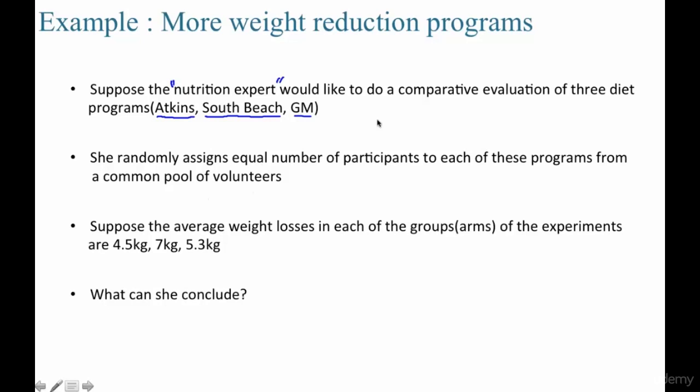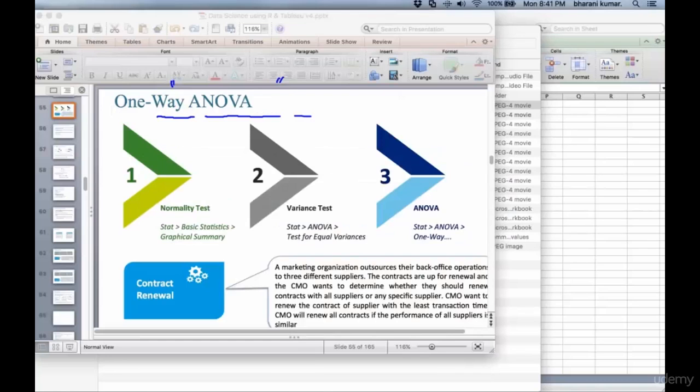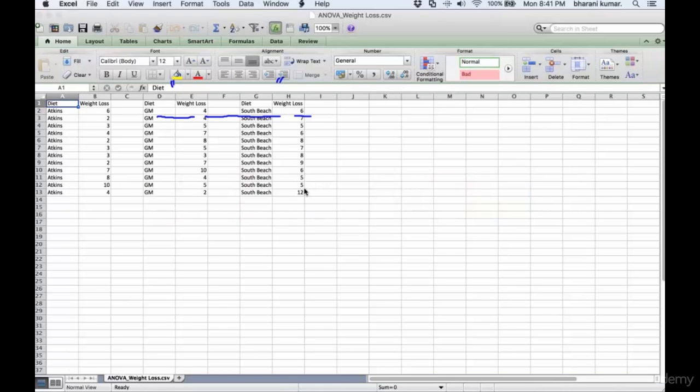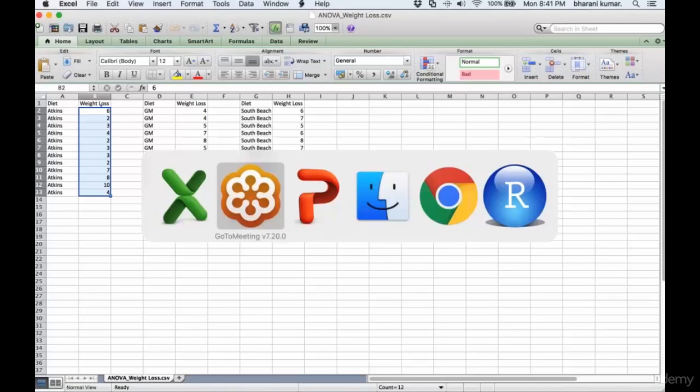And suppose that she randomly assigns a few of the participants to each of these programs, and I have the corresponding data set available. Here it is. So we have this diet program, and to each diet program, this nutrition expert randomly assigns 12 people. That's the count. 12 people each. So in total, you have 36 people.